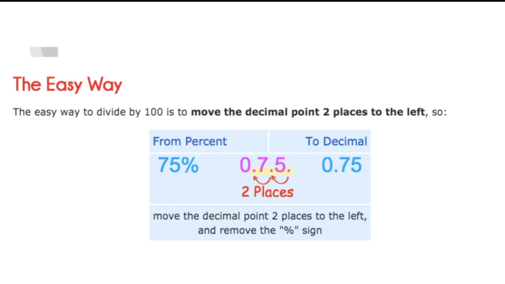Now, do you know that there's an easy way to divide by 100? Yes, we just have to move the decimal point 2 places to the left. So if we have 75%, and if we want to change this into a decimal, we just need to move the decimal point 2 places to the left. And this will give us 0.75. But remember, when we move the decimal point 2 places to the left, you have to drop or remove the percent symbol.